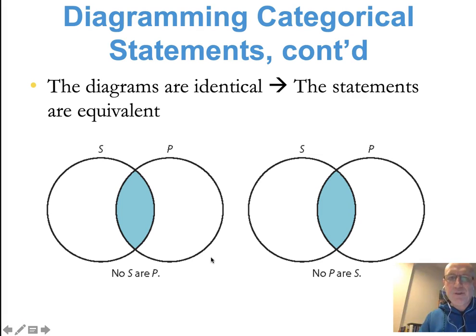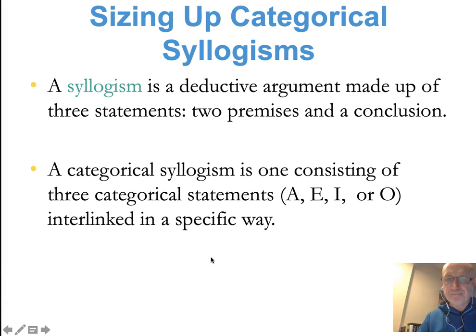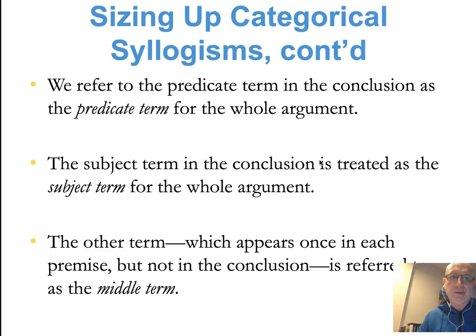All right, so moving on then. Now we come to categorical syllogism. A syllogism is a deductive argument made up of three statements, two premises and a conclusion. A categorical syllogism is one consisting of three categorical statements, A, E, I, or O, universal affirmative, universal negative, particular affirmative, or particular negative, interlinked in a specific way.